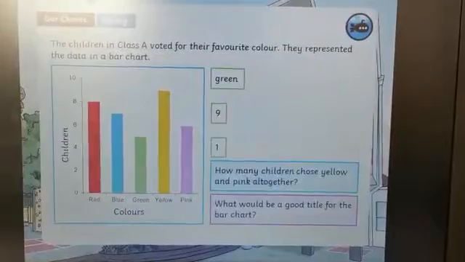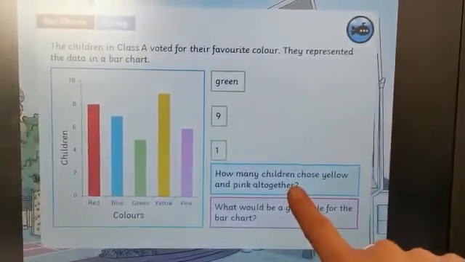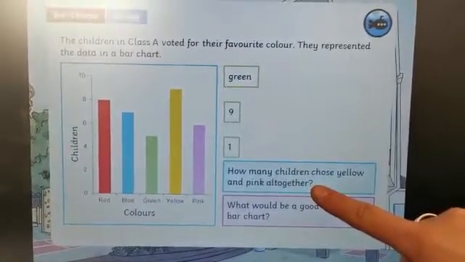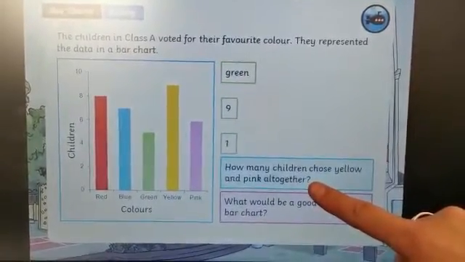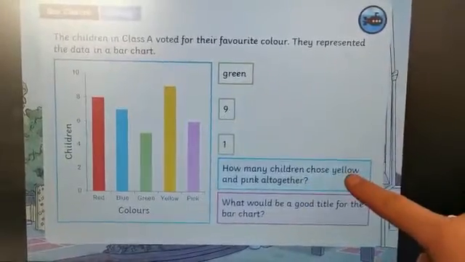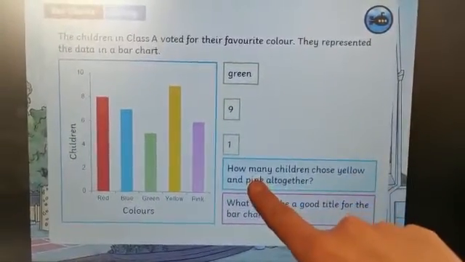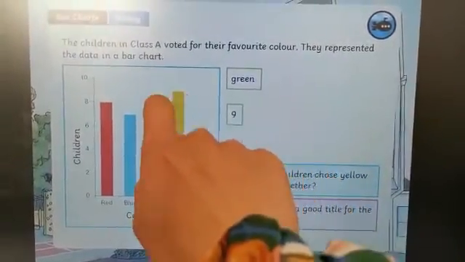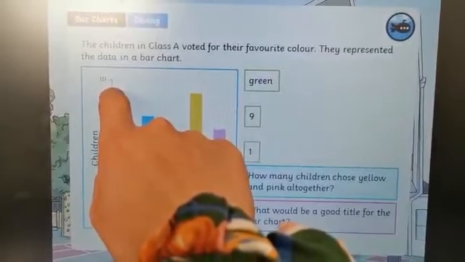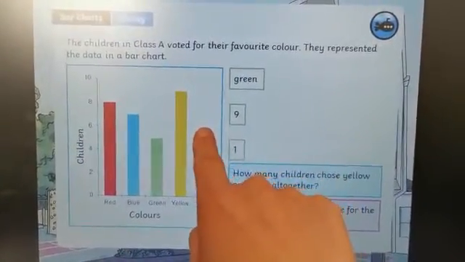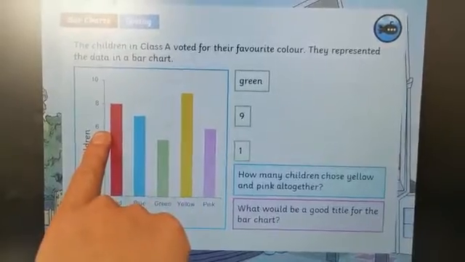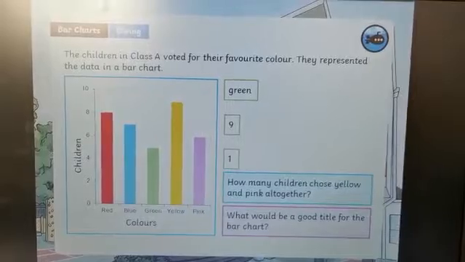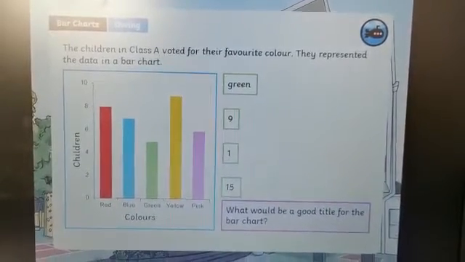How many children chose yellow and pink all together? Now this word here tells me I need to be adding those amounts together. So again, it's 2 steps. I need to first find out how many children chose yellow, then how many children chose pink, then add them all together. So yellow is in between 8 and 10, so again that must be 9, and pink, if I go along, is 6. 6 children, so 9 add 6 is 15.